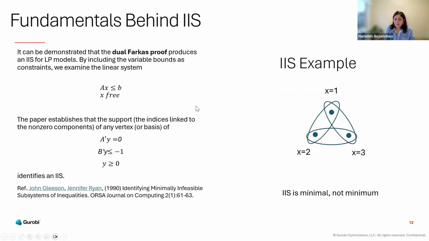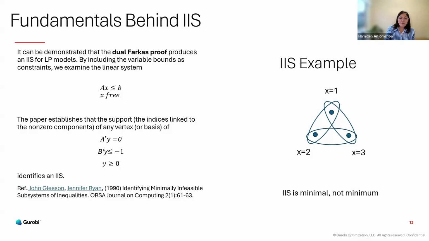For the audience who are interested to know more behind the scenes, how the IIS is calculated: for the LP, this is not something very new. It has been out there for years and years. A publication from 1990 by John Gleason and Jennifer Ryan proved that in the dual Farkas proof, you can generate an IIS for LP models.